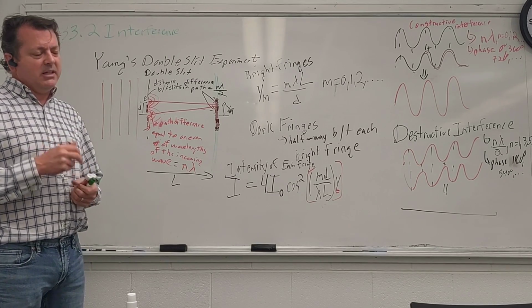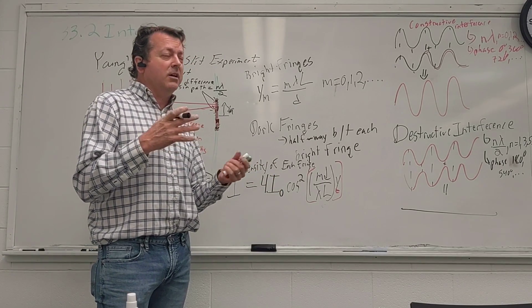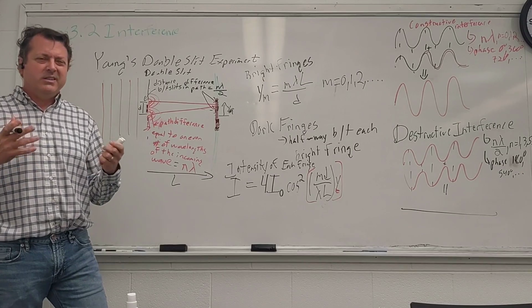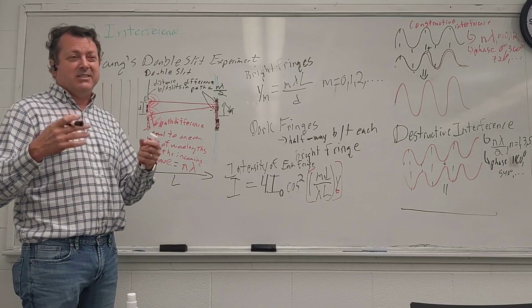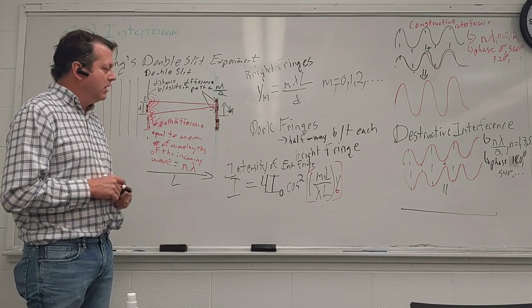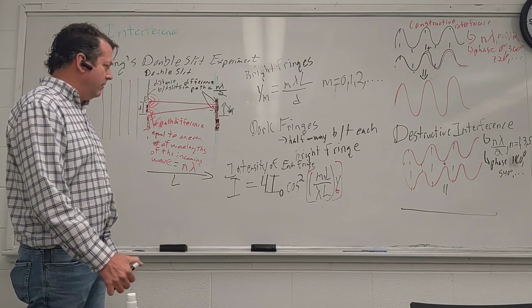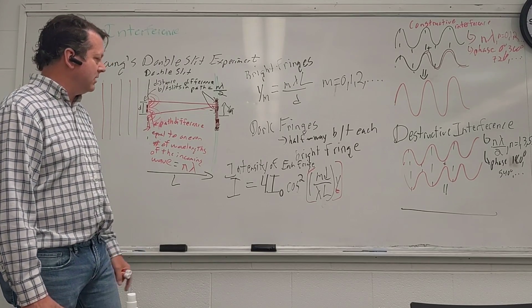Now, to find intensity, you've got to use electric fields, and the intensity of an electric field is basically the magnitude of the electric field squared. And that's what we see when we perceive light as intensity.